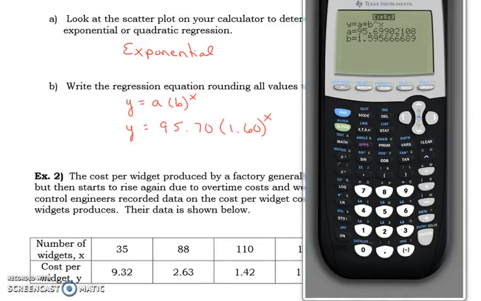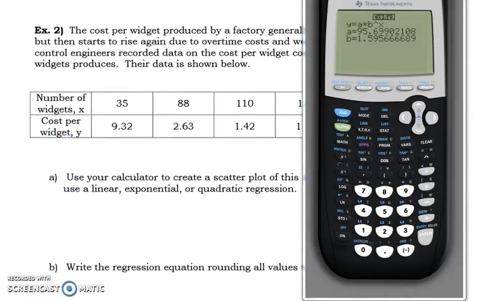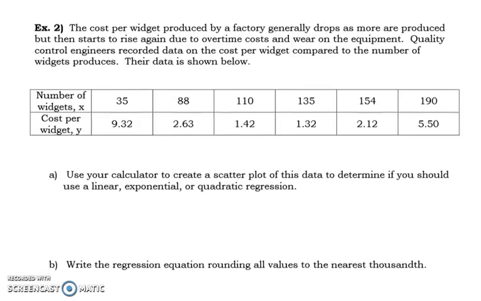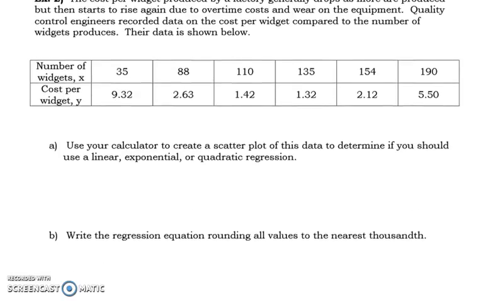Okay, in example 2, it says the cost per widget produced by a factory generally drops as more are produced, but then starts to rise again due to overtime costs and wear on the equipment. Quality control engineers recorded data on the cost per widget compared to the number of widgets produced, and their data is shown below. So notice we have the X value, which is the number of widgets that's produced, and the Y value is the cost per widget. And a widget is just some kind of thing that we're going to create.